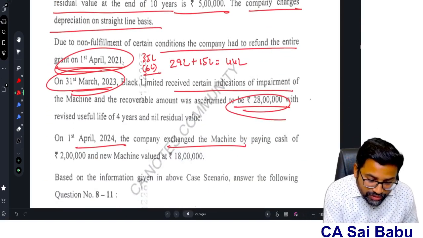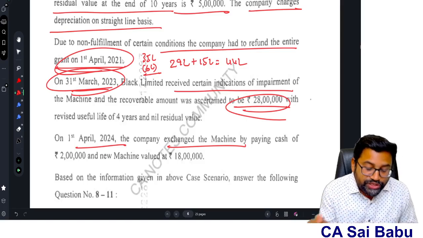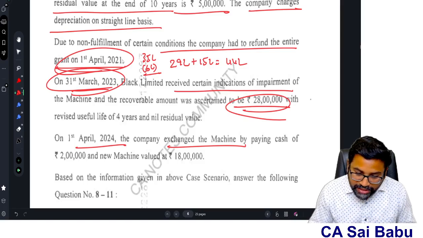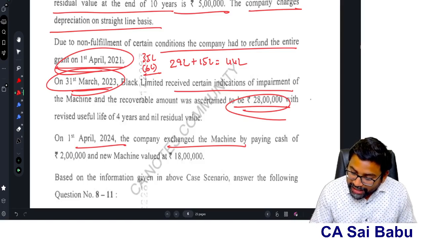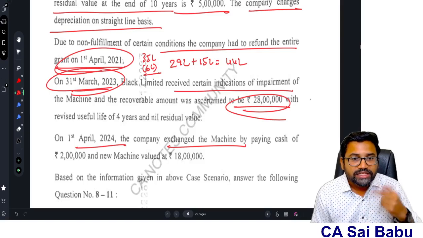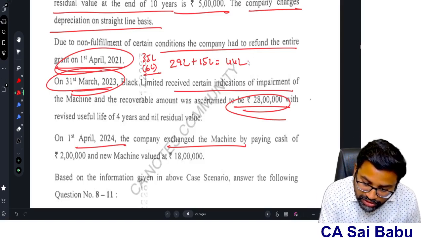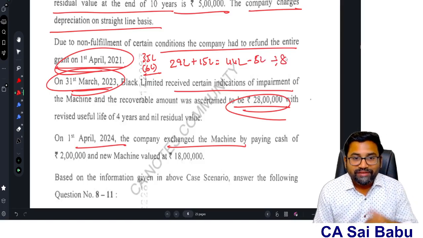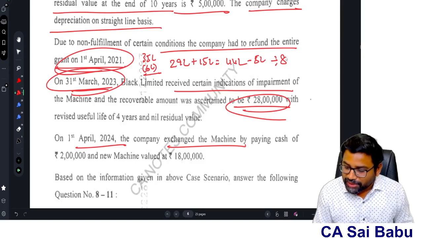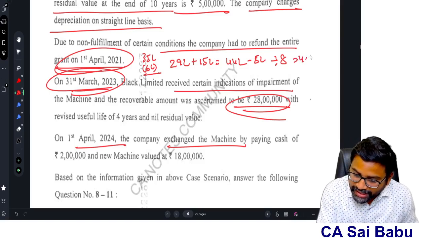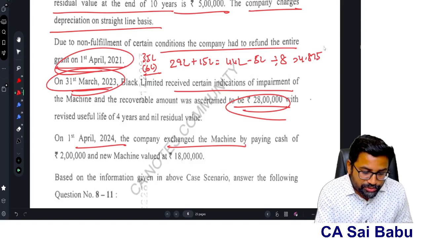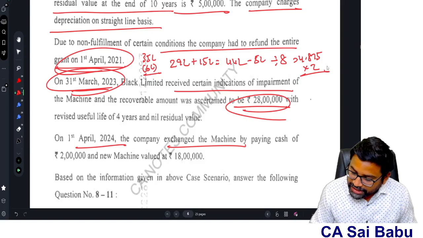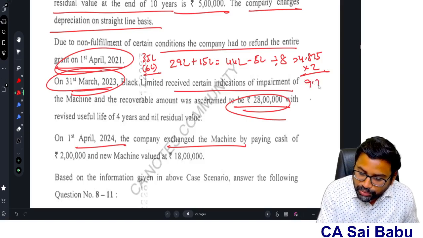Now again, from 2021 to 22-23, 2 years, you need to provide depreciation on 44 minus residual value 5, divided by 8, because out of 10 years, 2 years are already over. So 44 minus 5 lakhs divided by 8. The revised carrying amount is depreciated over the remaining life. So it will be 4.875. That you need to provide for 21-22 and 22-23. So for 2 years, 4.875 into 2 will be 9.75.